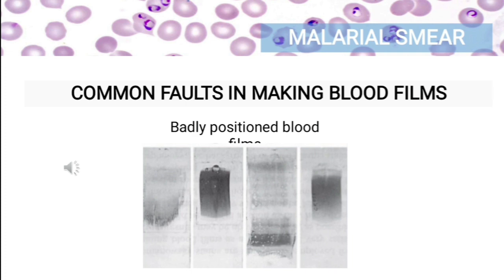Alright, we are done discussing collection, preparation, and storage of your thick and thin blood films. Now let us proceed with the common faults in making your blood smears. First is badly positioned blood films. Care should be taken that the blood films are correctly sited on the slide. If they are not, it may be difficult to examine the thick film. Also, portions of the films may even be rubbed off during the staining or the drying process.